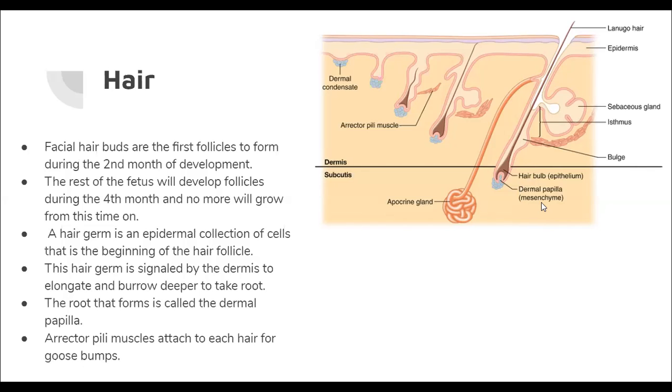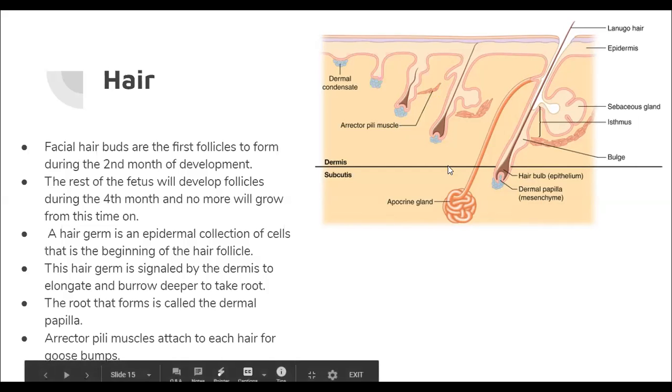Right here, you can see the formation of the erector pili muscle, which is what gives you goosebumps. You don't have any erector pili muscles in your eyelashes or in your eyebrows, which is pretty interesting, but everywhere else you have goosebumps. Next slide, okay.